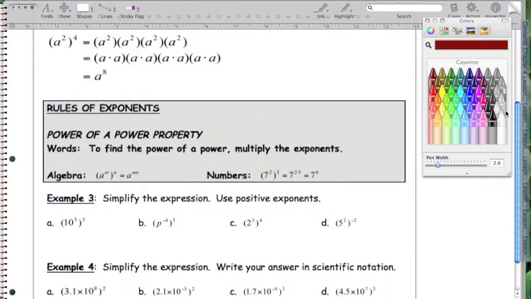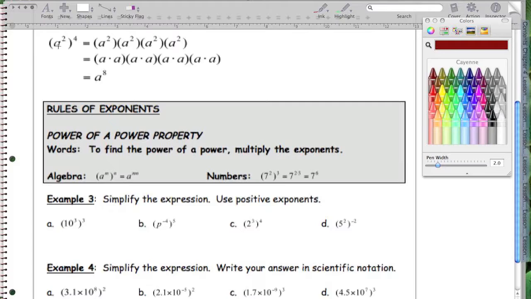Here's one more property. If we have a power being raised to another power, so a squared, all of that to the 4th. If we expand it out, a squared to the 4th is really a squared, a squared, a squared, a squared, 4 times. So then we break it apart. A squared is a times a, so we have a times a, a times a, a times a, a times a. We end up with 8 a's, so our answer is really just a to the 8th.